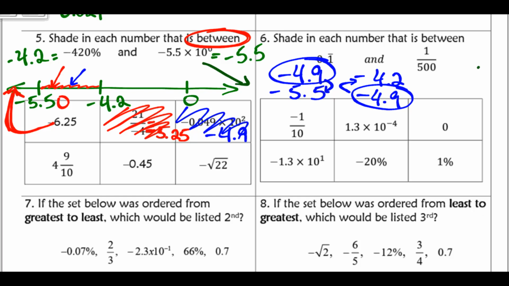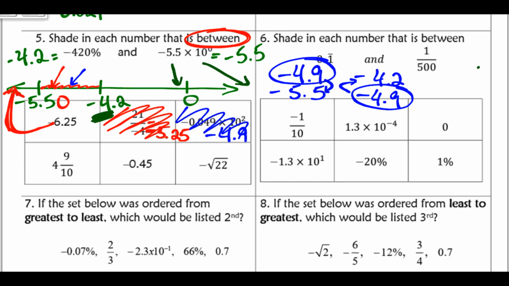Negative 0.45. That's actually going to be very close to 0. We're dealing with whole numbers here. This is going to be somewhere very close to 0. It is a negative number, so it's still going to end up on that side. But it's somewhere very close to 0 compared to these whole number parts of these other numbers.